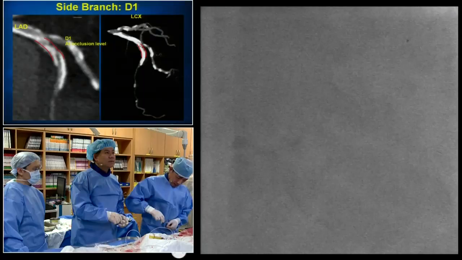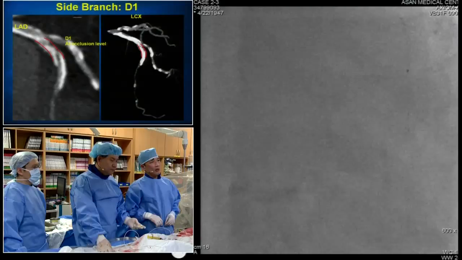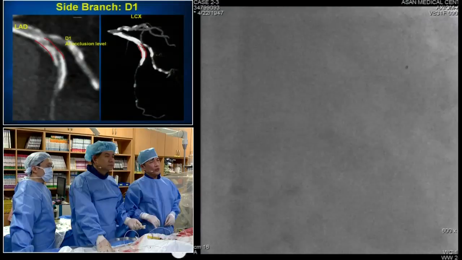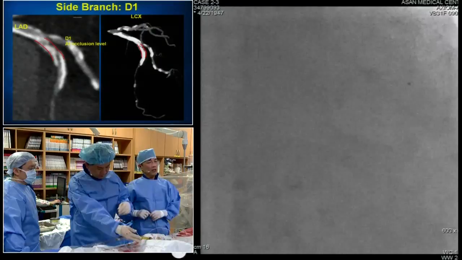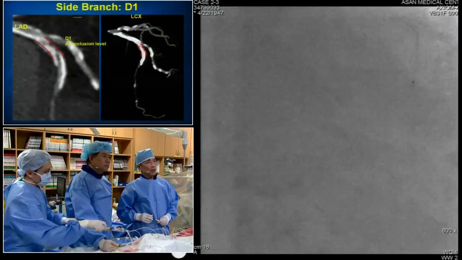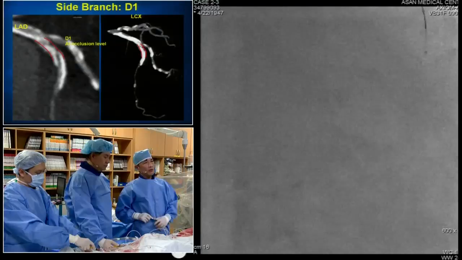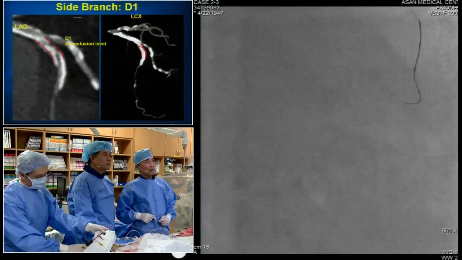Do you try the Crusade? Antegrade? Yes. If I fail the retrograde, I will try antegrade again. But the entry point is quite hard to push. If I push the Conquest Pro, finally the guide wire jumps into the diagonal branch. Any guide wire like this one? I am worried about a stiffer wire because it is quite difficult to control the penetration antegrade. You can try either way, left side or right side.